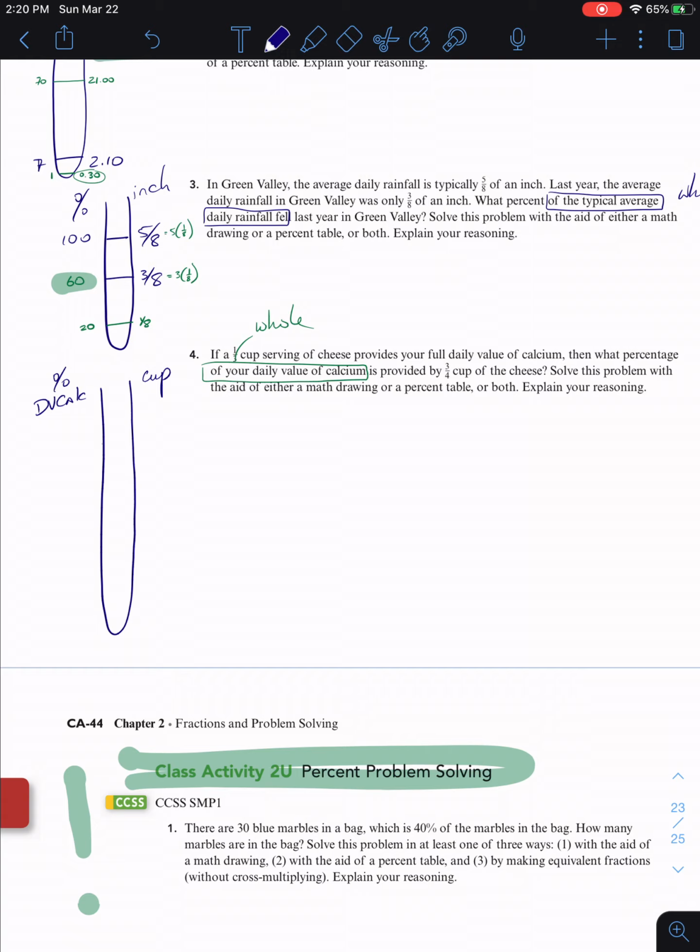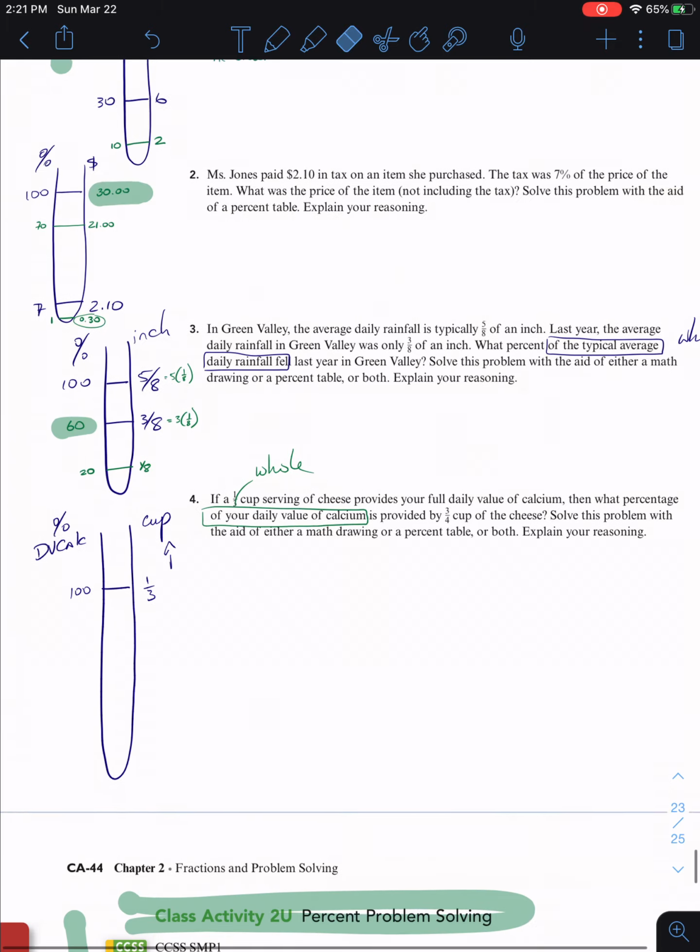So we have a third cup of cheese provides your full daily value. So a third cup of cheese provides you with a full daily value, 100%. What percent is provided by 3/4 of a cup of cheese? 3/4. Oh, I guess that would be way up there. And I drew my 1/3 too close to the top.